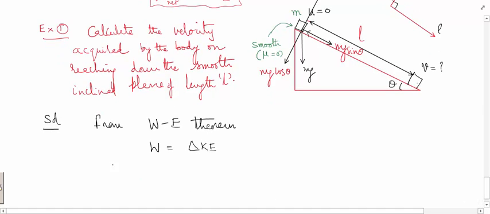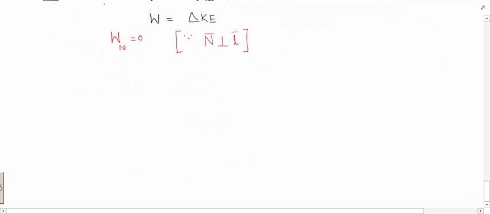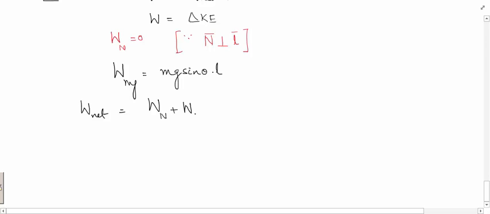Therefore, what we can write is work done by the normal force is 0, since the normal force is perpendicular to the displacement. So what is the work done by the gravity? It is equal to the force in the direction of displacement, mg sin theta, into displacement in that direction. Therefore, what is the net work done? Work done by the normal force is 0, work done by weight is equal to simply mg sin theta into L.